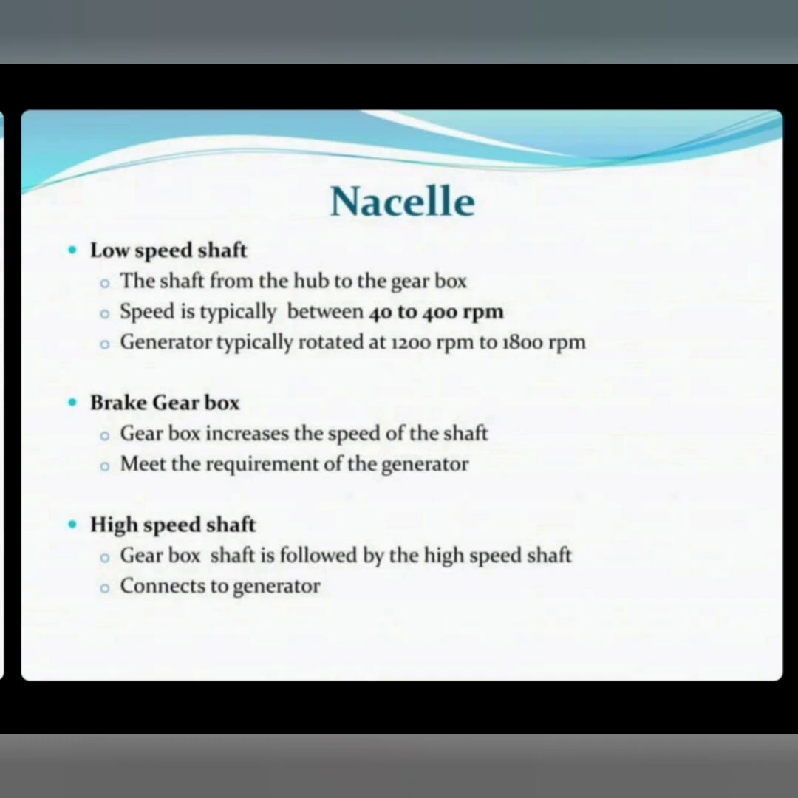Nacelle. Low speed shaft. The speed of the shaft going up to the gearbox is typically between 40 to 400 rpm. The generator typically rotates at 1200 rpm to 1800 rpm. Brake, gearbox. The gearbox increases the speed of the shaft to meet the requirement of the generator. High speed shaft. The gearbox shaft is followed by the high speed shaft connecting to the generator.